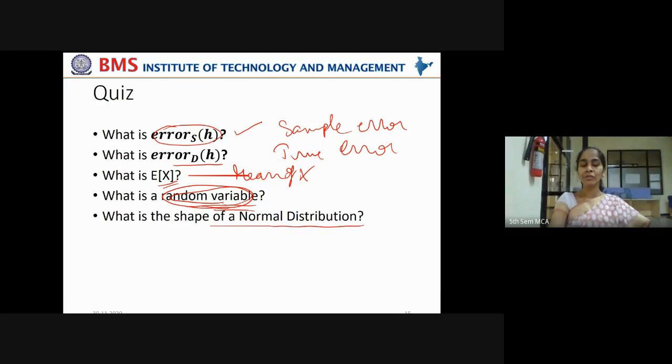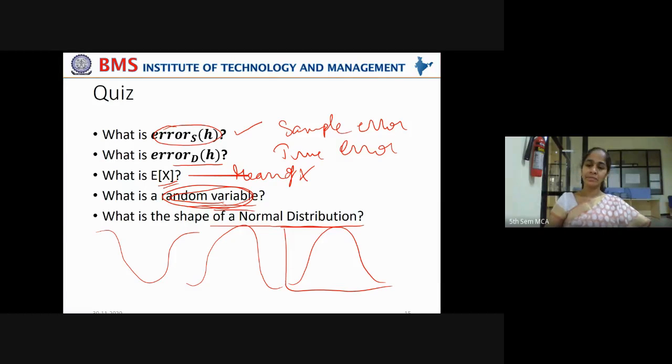What is the shape of a normal distribution? Like this or like this? Second one. It is a bell curve. Any doubts in today's class, students? Normal binomial distribution you have studied in your PUC, right? Same concept we are just applying to calculating the sample error and true error so that we can easily understand the context.